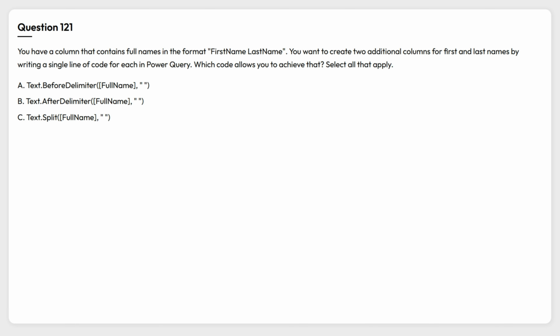Question number 121. You have a column that contains full names in the format first name, last name. You want to create two additional columns for the first and last names by writing a single line of code for each in Power Query. Which code allows you to achieve that?